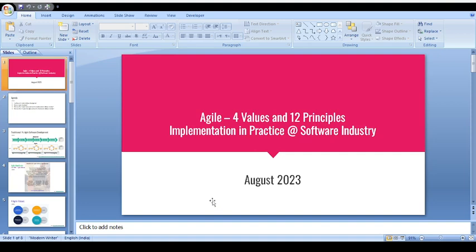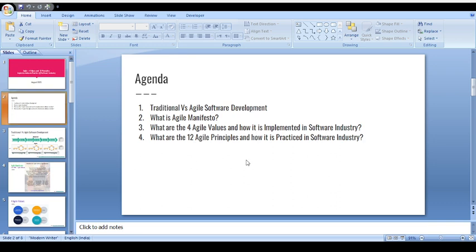Hello everyone. In this video we will look at the 4 Agile Values and 12 Agile Principles. I have titled this PPT as Implementation in Practice at Software Industry because I will be aligning all the 4 values and 12 principles to what is currently happening in the software industry. So let's get into the agenda.